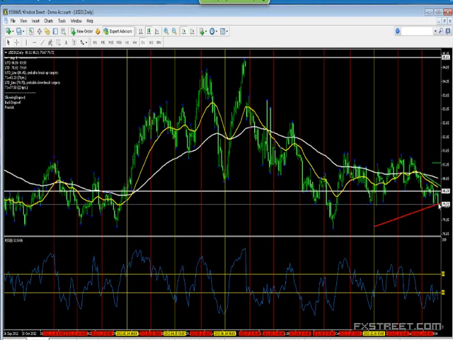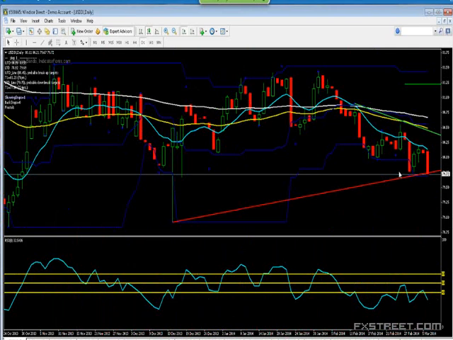The market is going to have a knee-jerk reaction for a day or two, and then just like I pointed out on the dollar index, it just turns around and goes the other way.